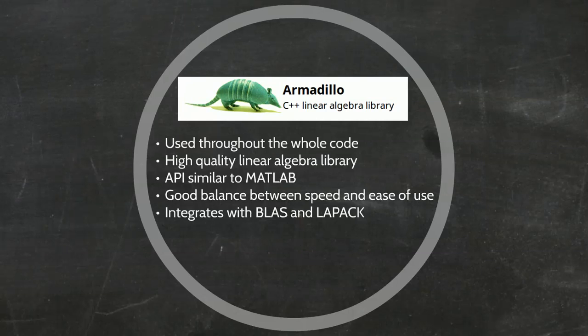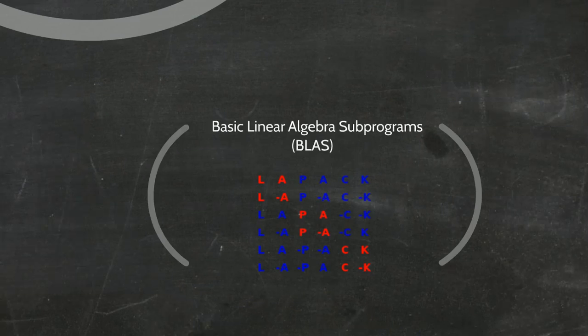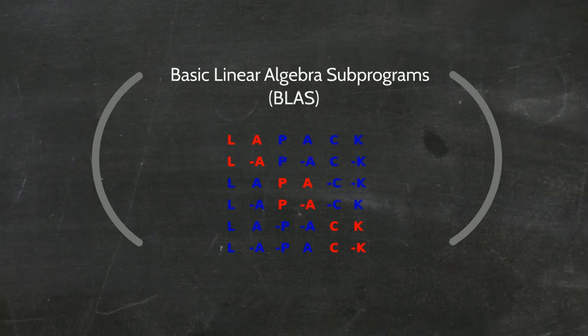Armadillo is used throughout the whole code for matrix operations and for numerical linear algebra features. Armadillo is a C++ template library that has the advantage to be usable and fast. By usable, I mean that its objects have an intuitive interface and its API syntax is similar to MATLAB. The library shows a good performance thanks to the fact that it integrates with BLAS and LAPACK, two famous packages that provide matrix algebra routines.